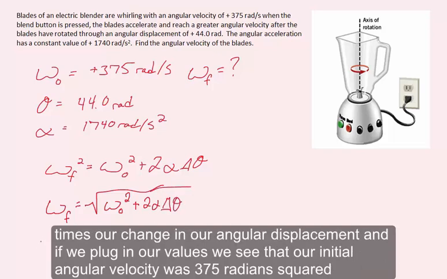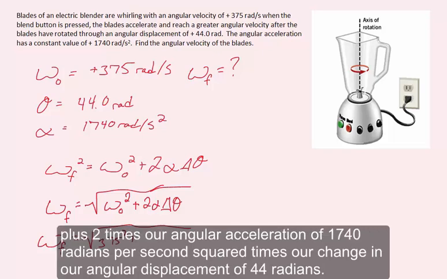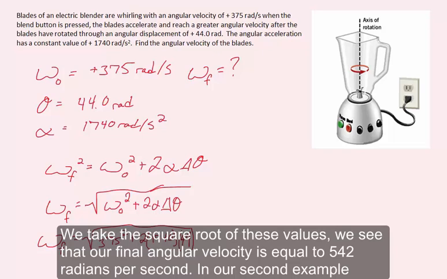And if we plug in our values, we see that our initial angular velocity was 375 radians per second squared plus 2 times our angular acceleration of 1,740 radians per second squared times our change in our angular displacement of 44 radians. If we take the square root of these values, we see that our final angular velocity is equal to 542 radians per second.